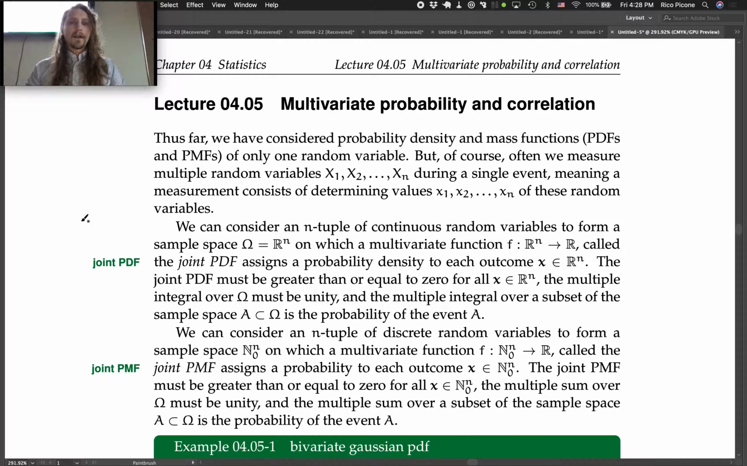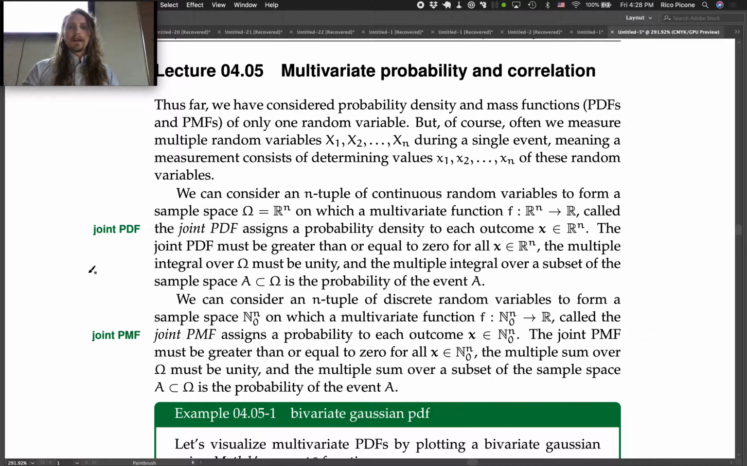We can consider an n-tuple of continuous random variables to form a sample space, omega equals R^n, on which a multivariate function, f, called the joint probability density function, assigns a probability density to each outcome, x in R^n. The joint PDF must be greater than or equal to 0 for all values of x. The multiple integral over omega must be unity, and the multiple integral over a subset of the sample space A is the probability of the event A.